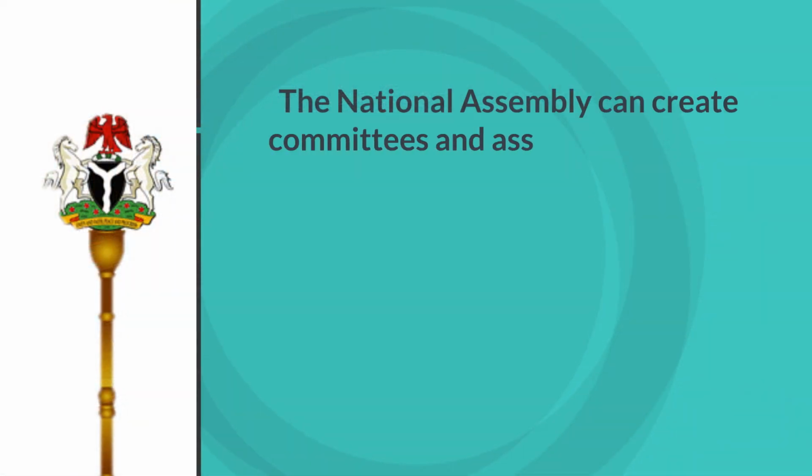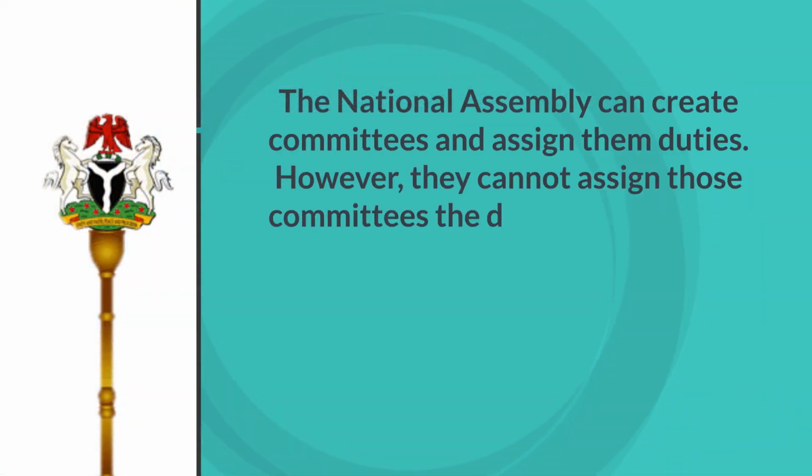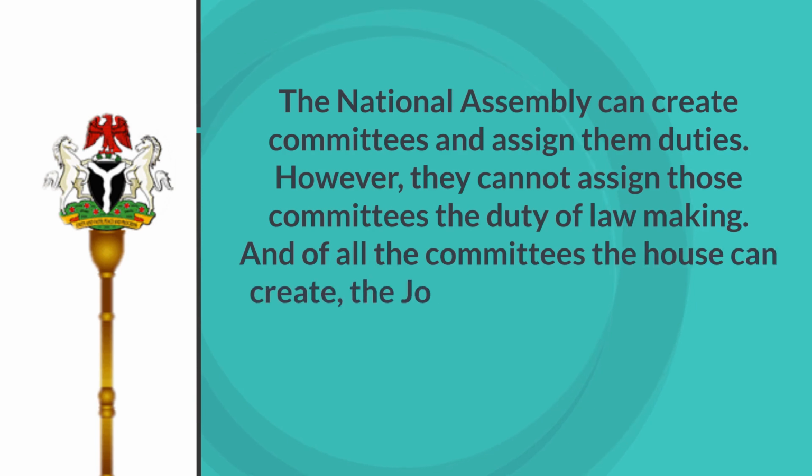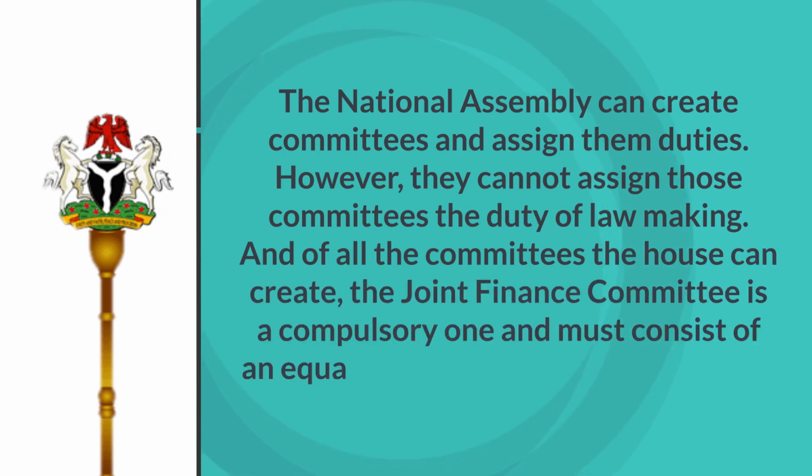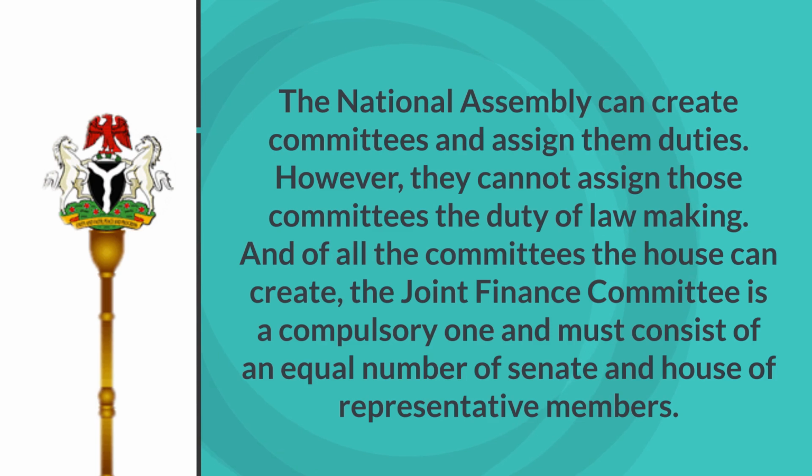Still on lawmaking, the National Assembly can create committees and assign them duties. However, they cannot assign these committees the duty of lawmaking. And of all the committees the House can create, the Joint Finance Committee is a compulsory one and must consist of an equal number of Senate and House of Representative members. Both houses have to sit for at least 181 days in a year. And after 4 years of existence, both houses stand dissolved unless the country is at war.